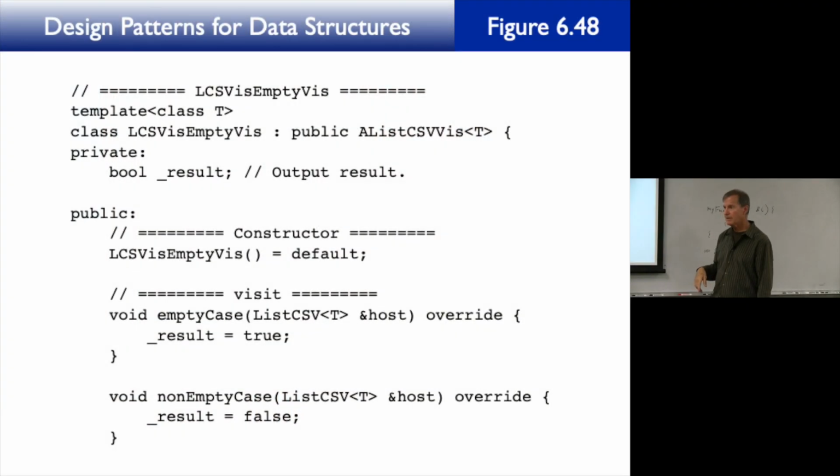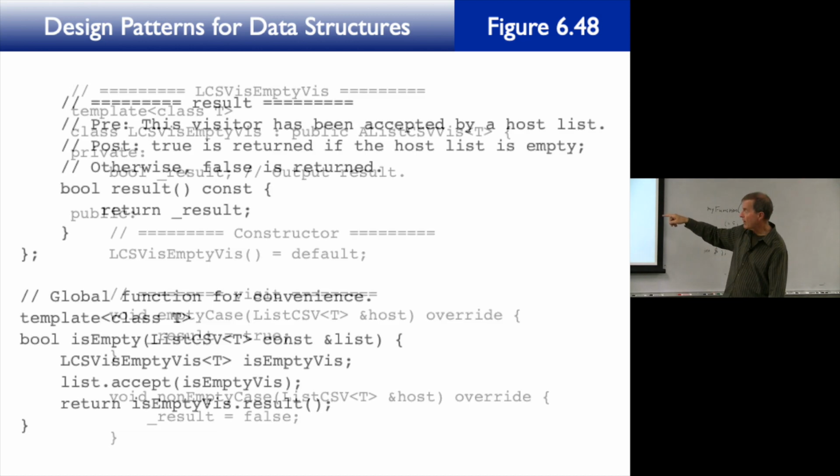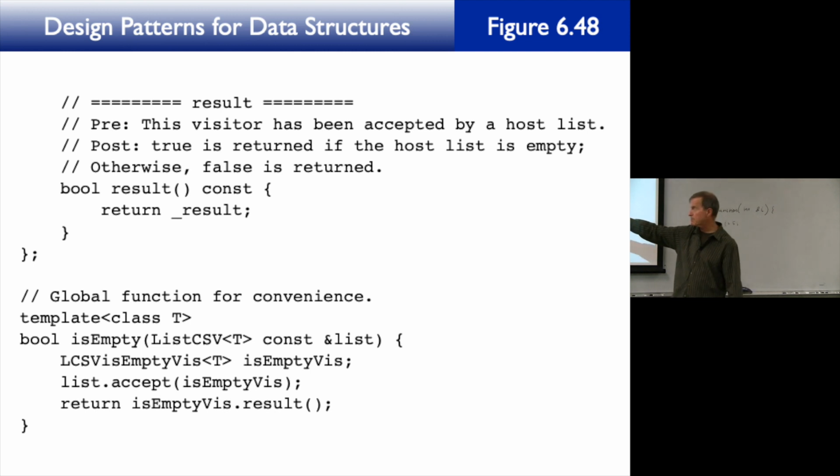The previous slide and this slide are one file. Yes, that's a good point. All this, figure 6.48, is one file. But you see, the class stops before this global function. Yeah, but it's still in the same file. Right. Maybe that clears it up a little bit.